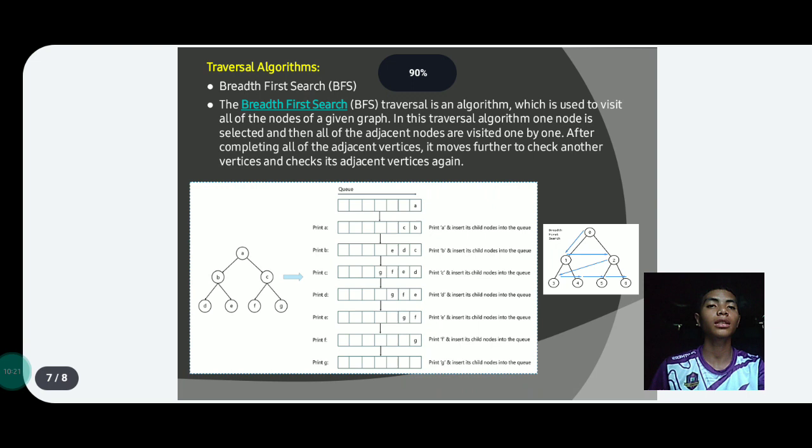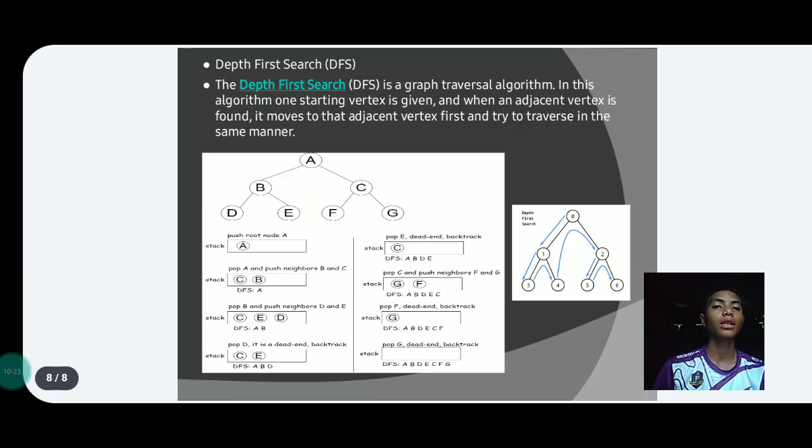Next is DFS, depth first search. The depth first search DFS is a graph traversal algorithm. In this algorithm, one starting vertex is given, and when an adjacent vertex is found, it moves to the adjacent vertex first and tries to traverse in the same manner.